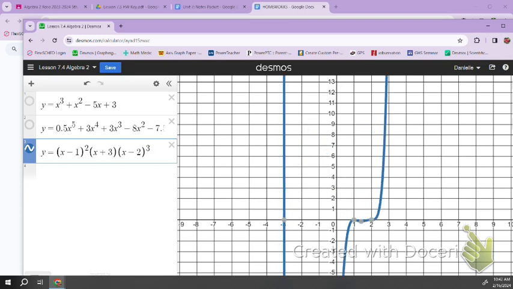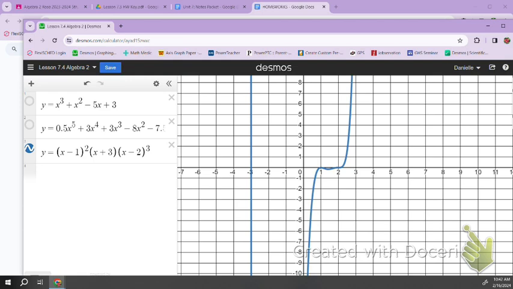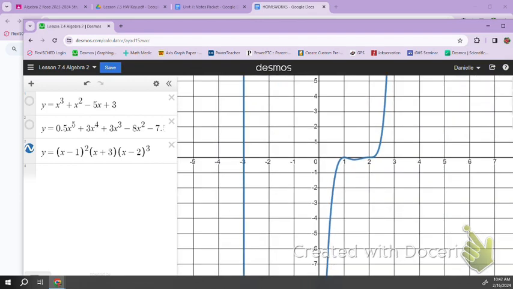Pause. So add that. Let's look at the graph. So now it's a 3 plus 1 plus 2. What's 3 plus 1 plus 2? What's the degree of that function? 6. It's a 6th degree. So it has even behavior.